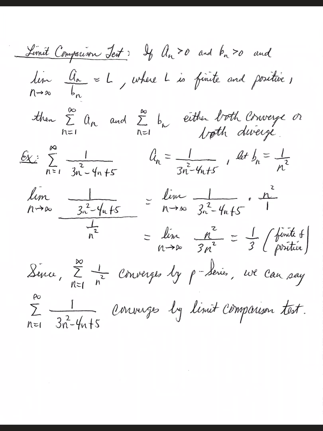That's your L. Since 1/3 is positive and finite, we're in business. We can apply it. 1 over n squared is a convergent p-series because p equals 2, and as long as that power is larger than 1, the p-series converges. Since our ratio had a finite positive limit, if I know one of the pieces, namely the one I chose up here is b sub n, if it converges, then the one given in the original problem must also converge. And again, that's by limit comparison test.